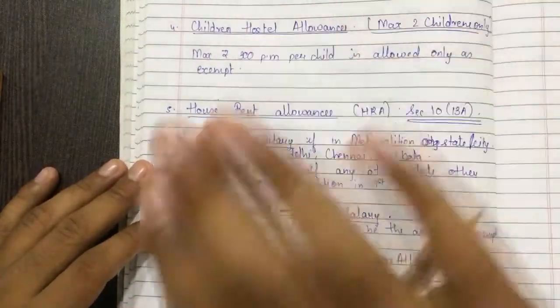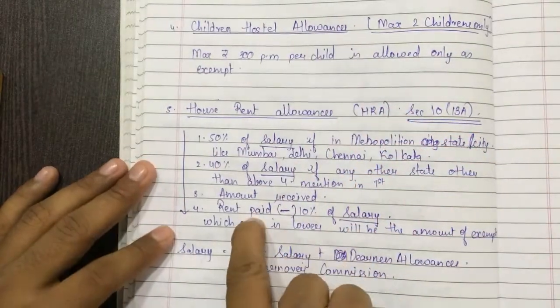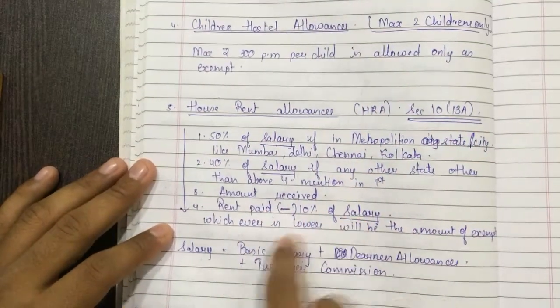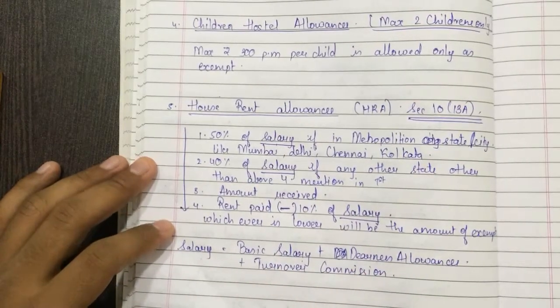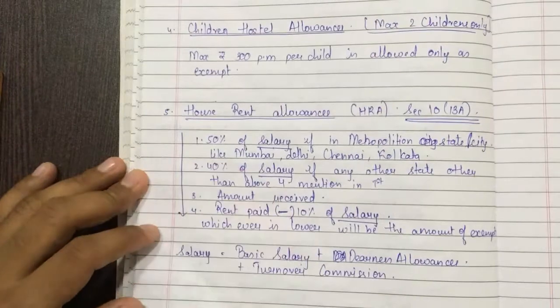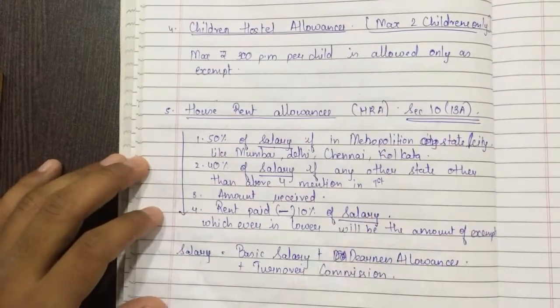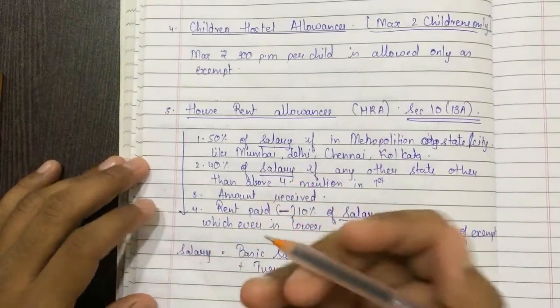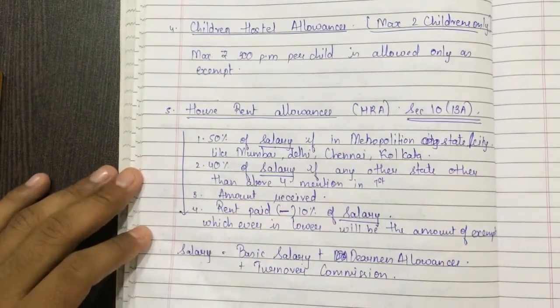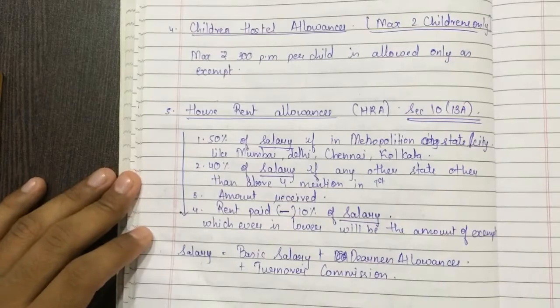If you have received HRA of 24,000 but actually you have paid 30,000 as rent, then 30,000 rent minus 10% of salary, where salary is basic salary plus dearness allowances plus turnover commission. I am making your concept very clear from now, so that when you solve the sum you don't find anything difficult: rent paid means the amount actually paid, not the amount received. So that's why I am making everything clear. I hope this is clear. Next video on remaining allowances.